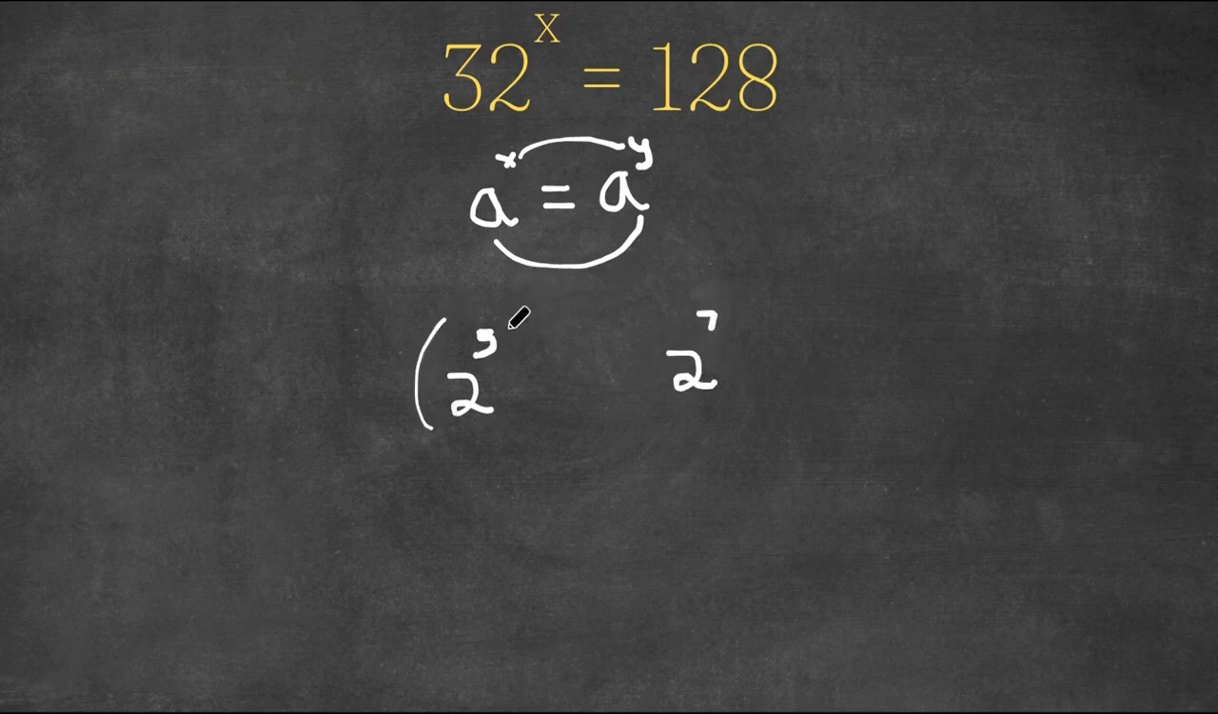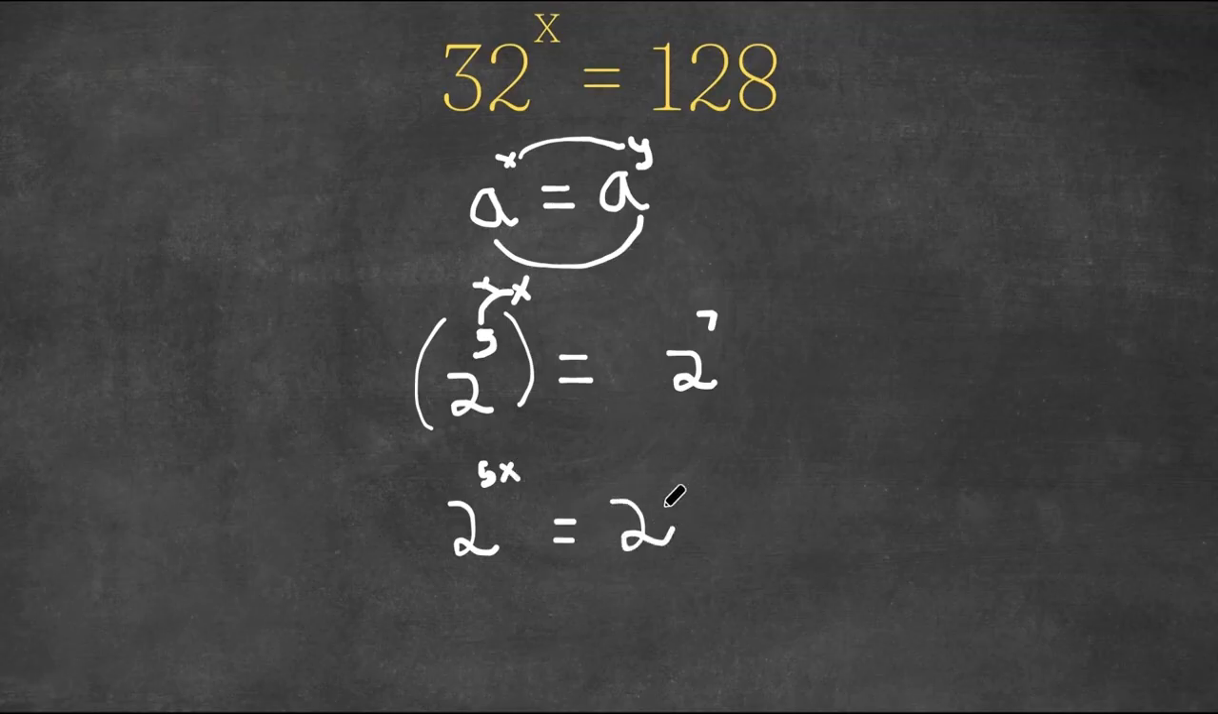And 2 to the power of 5 would be to the power of x, because we're replacing 2 to the power of 5 with 32. And this is equal to 2 to the power of 7. Now, when we have something like this, we multiply the exponents, because 2 to the power of 5 to the power of x is the same thing as 2 to the power of 5 times x. And 5 times x is 2 to the power of 5x. And this equals 2 to the power of 7 still.